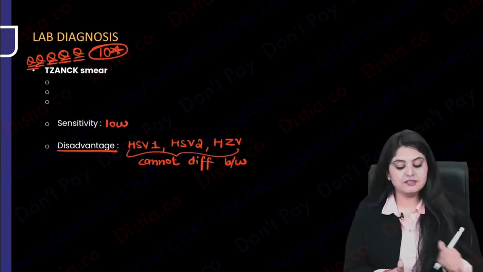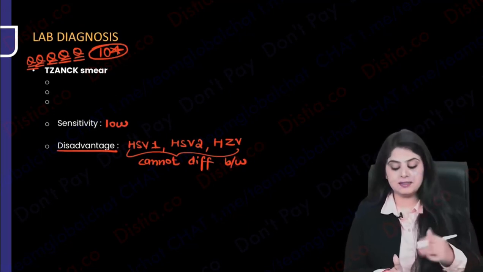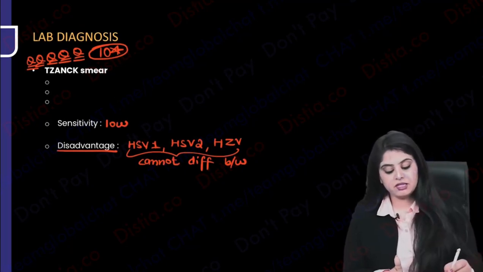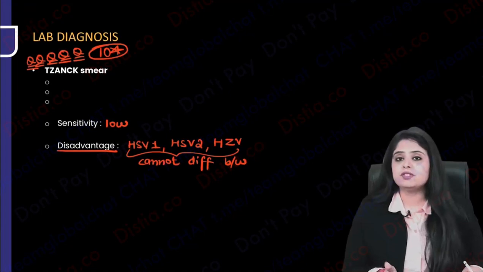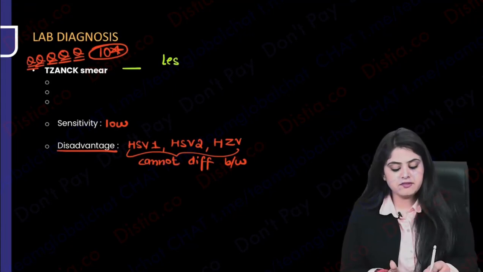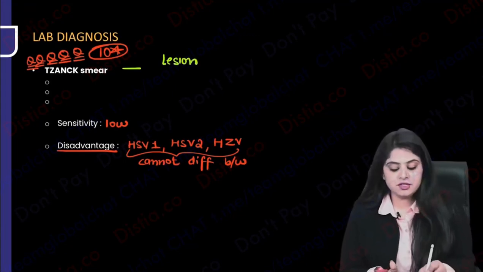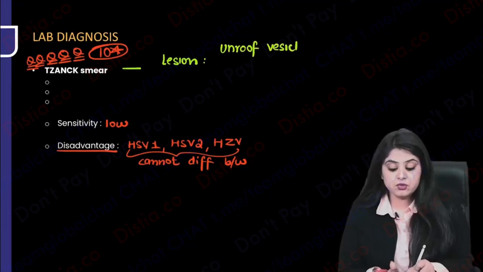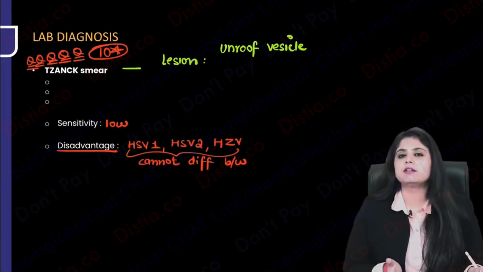So what exactly is a Tzanck smear? So Tzanck smear jo hum lete, please note a Tzanck smear is going to be taken from. So the first question is where and how is a Tzanck smear taken from? So whatever lesion you are dealing with, whether it is above the waist or below the waist, you are going to unroof the vesicle. So ideally you prefer that you should take a fresh vesicle rather than a crusted one.